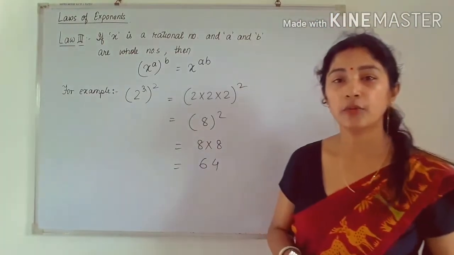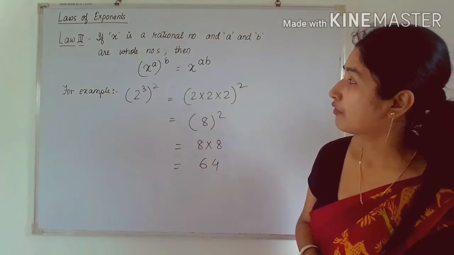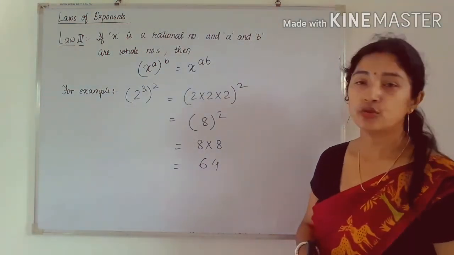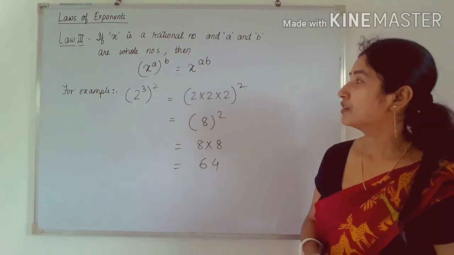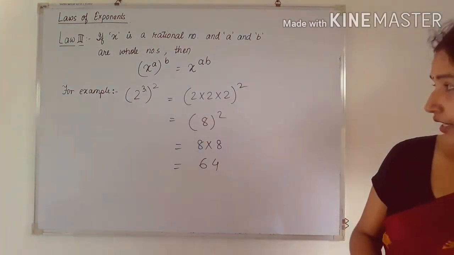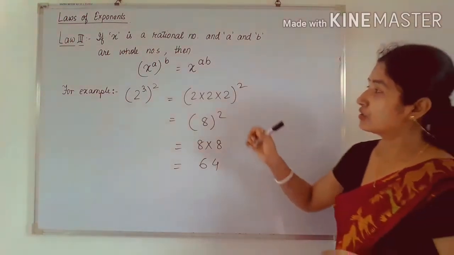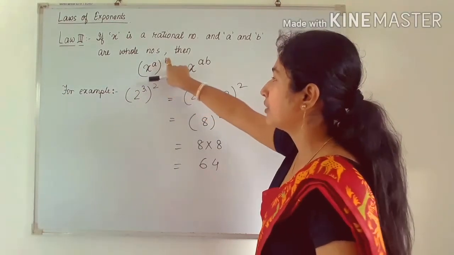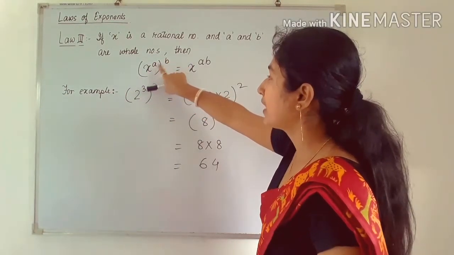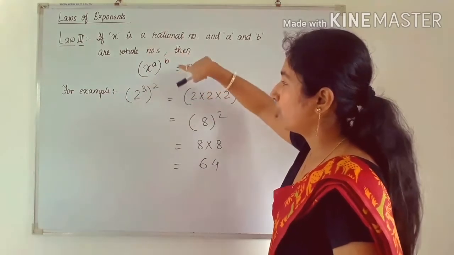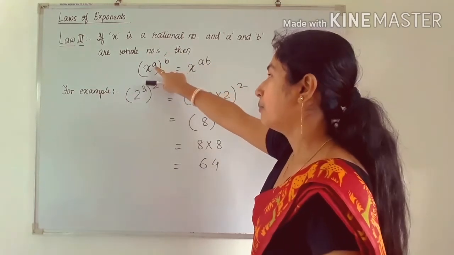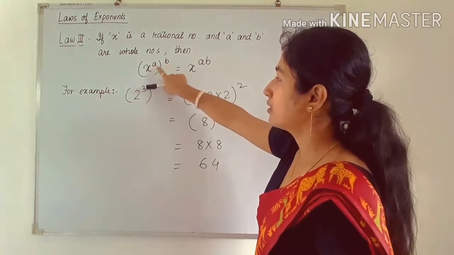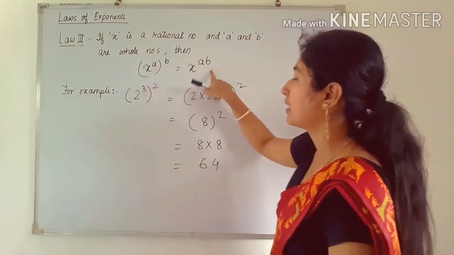So next is the third property. If x is a rational number and a and b are whole numbers, then x to the power a, whole to the power b, is equal to x to the power a into b. See what we are doing here. The base x is any rational number, and a and b are whole numbers. We can multiply these numbers. This law suggests that we can multiply the powers. If the power is written like this, then we can multiply the powers.